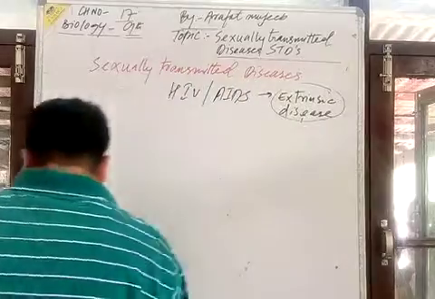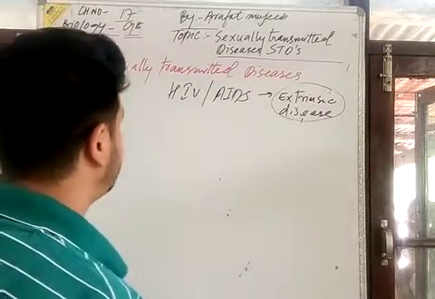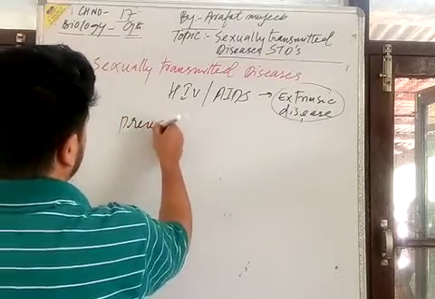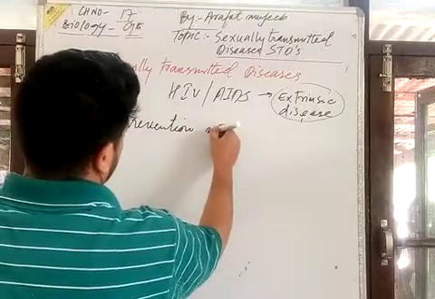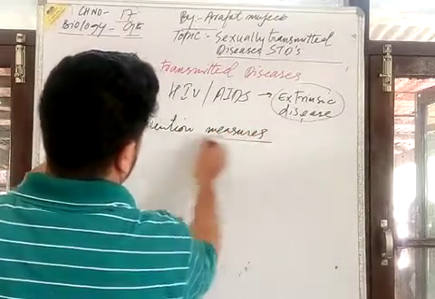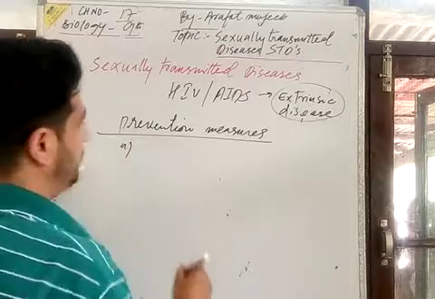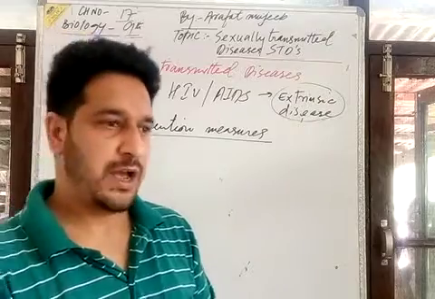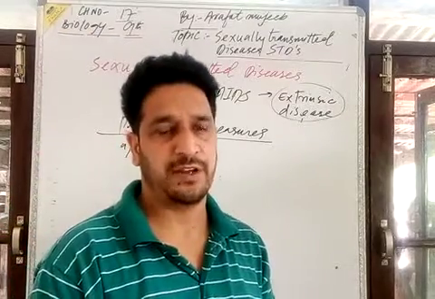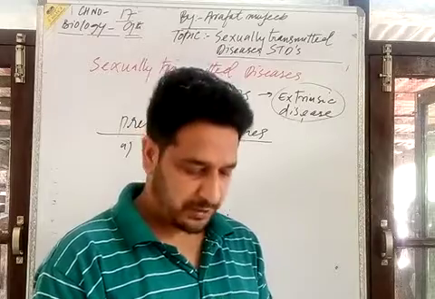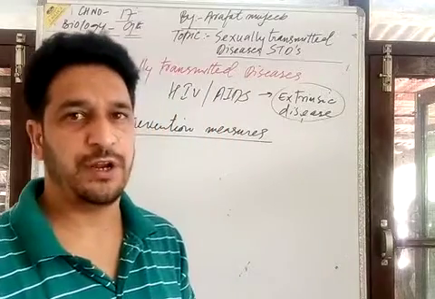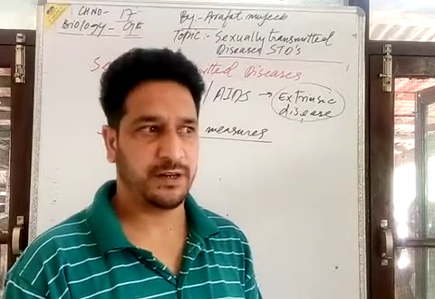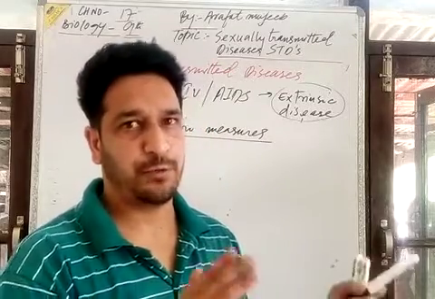Here, what are the preventive measures? First of all, I will show the prevention measures. What are the certain prevention measures in order to have control over an AIDS-like disease? One of the major ones is that we should not use contaminated syringes and needles used by an infected person. We should dispose of them properly.